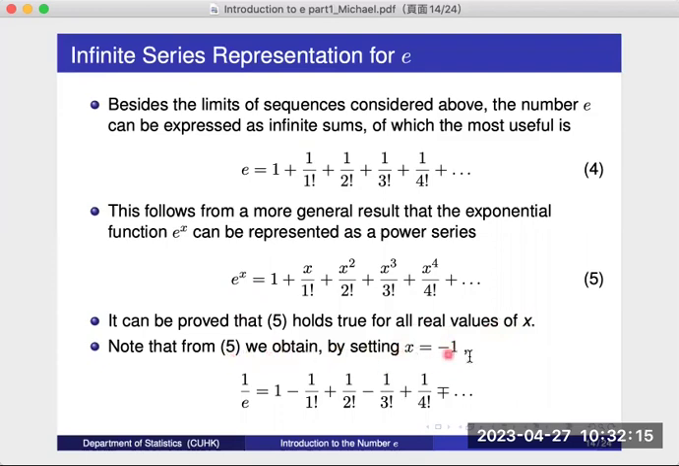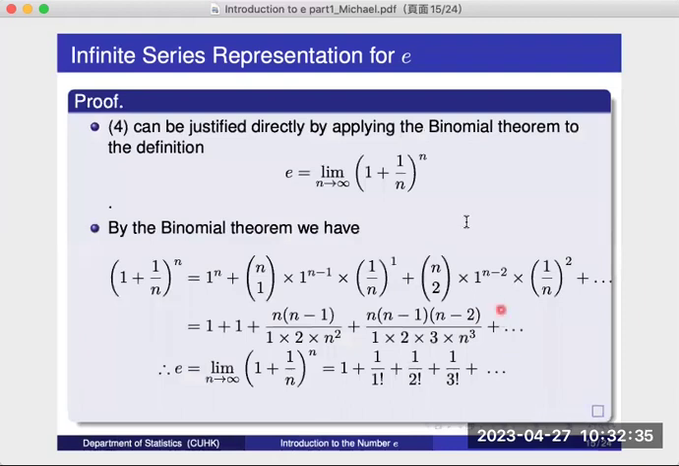Note that by setting x equal to -1, we obtain the expression, the fraction 1 over e equals the sum of 1 minus the fraction 1 over 1 factorial plus the fraction 1 over 2 factorial minus the fraction 1 over 3 factorial plus the fraction 1 over 4 factorial and so on.